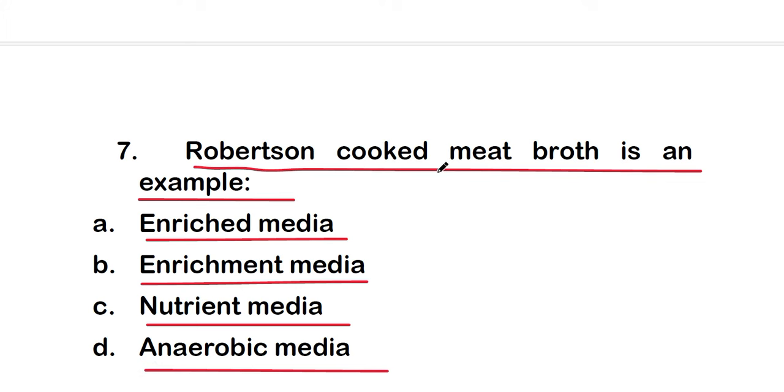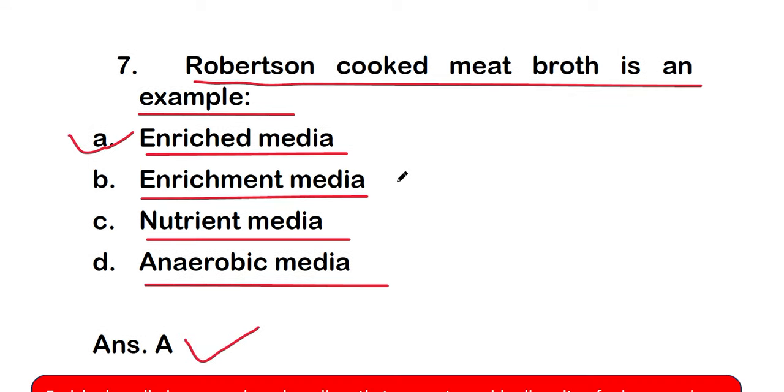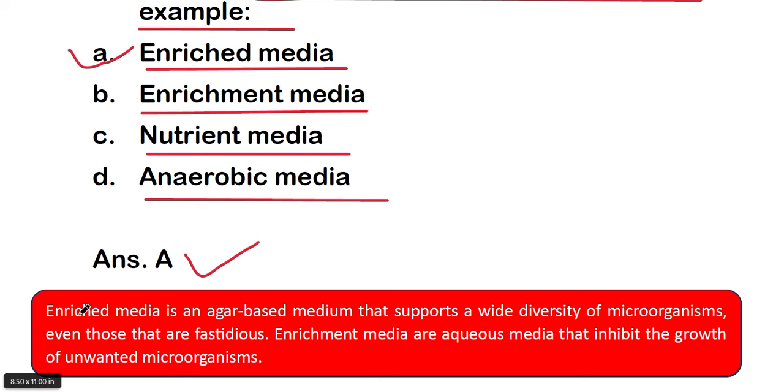So Robertson cooked meat broth is an example of option A, that is enriched media. So this media is an enriched media. So what is enriched media? Enriched media is an agar-based media that supports a wide diversity of microorganisms, even those that are fastidious. And the opposite is enrichment media, which is different from enriched media.